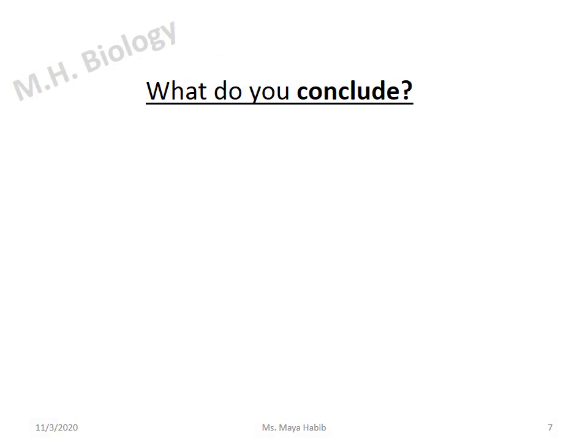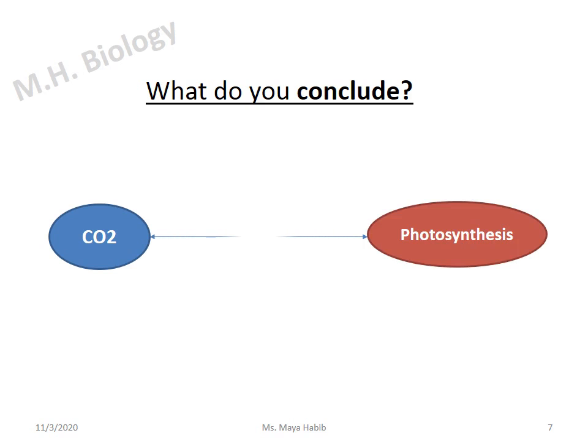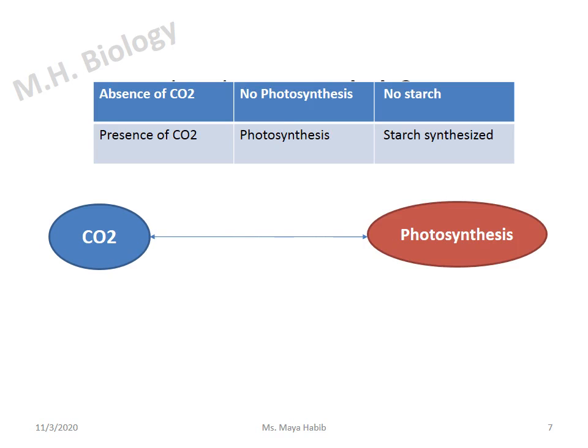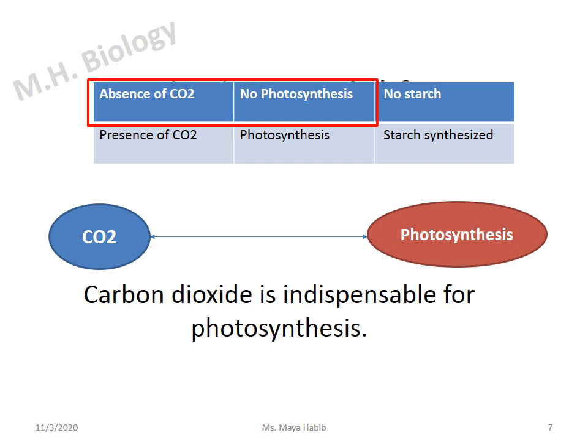Now, what can we conclude concerning the relation between carbon dioxide and photosynthesis? If we think about it, the plant was not able to synthesize starch in the absence of carbon dioxide because it was not able to undergo photosynthesis. So, now we know that carbon dioxide is indispensable for photosynthesis, that is, it is an essential factor for photosynthesis to occur.